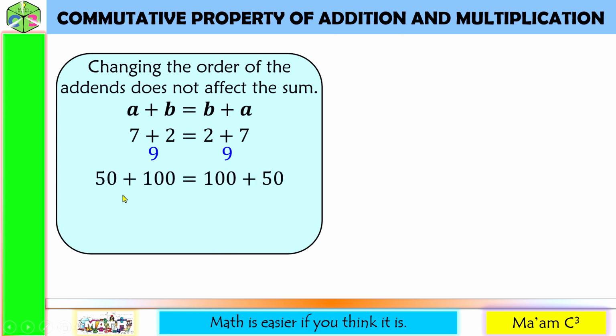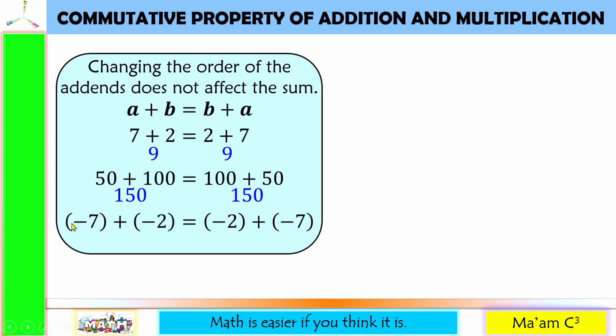Another example, 50 plus 100 is equal to 100 plus 50. 50 plus 100 is 150. 100 plus 50 is also 150. Last one, negative 7 plus negative 2 is equal to negative 2 plus negative 7. From what we have learned in our previous lesson, if two integers have the same signs, we just add the numbers and then copy the sign. So 7 plus 2 is equal to 9 and then affix negative, so negative 9. Same thing here, 2 plus 7 is 9 and then affix negative, negative 9.